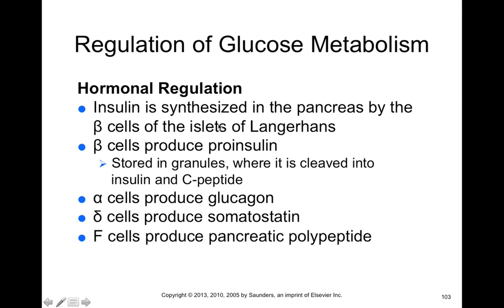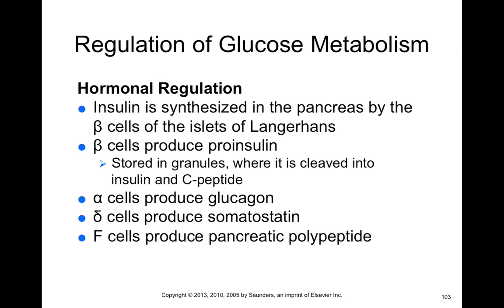Now, we know that insulin is antagonistic to glucagon, and it's a hormone that's synthesized by the beta cells of your pancreas in the islets of Langerhans. And these beta cells produce proinsulin. Proinsulin is converted to insulin, and then insulin is the active form here that goes on to a lot of your body's tissues and stimulates those tissues to uptake glucose.